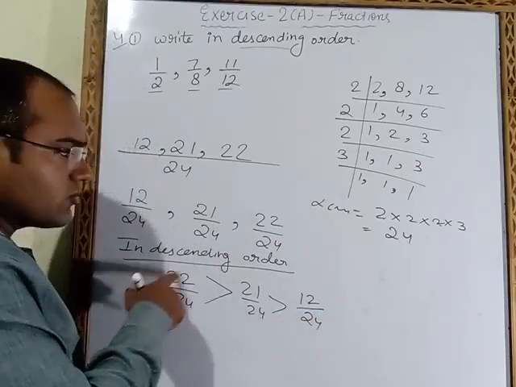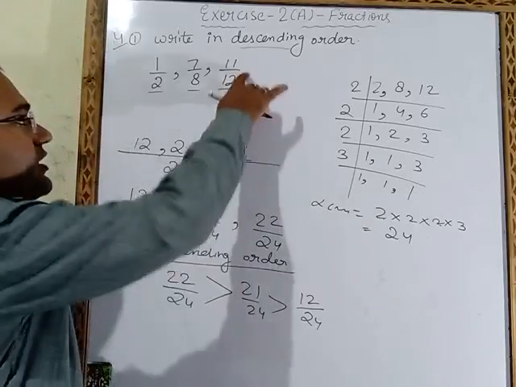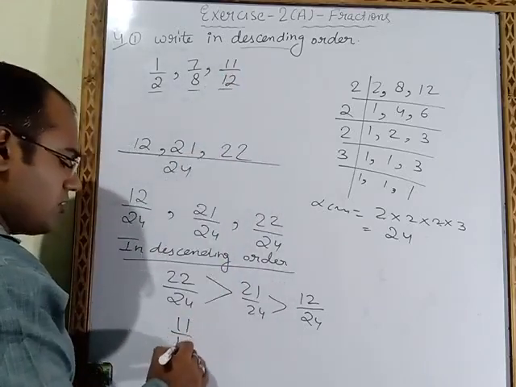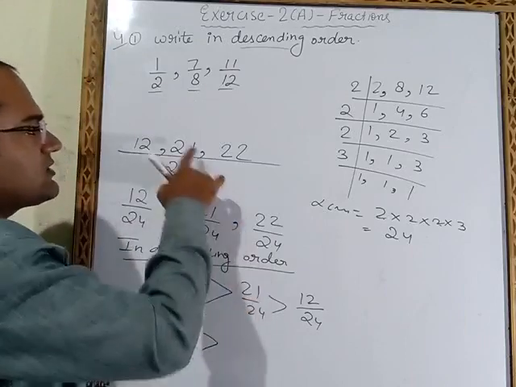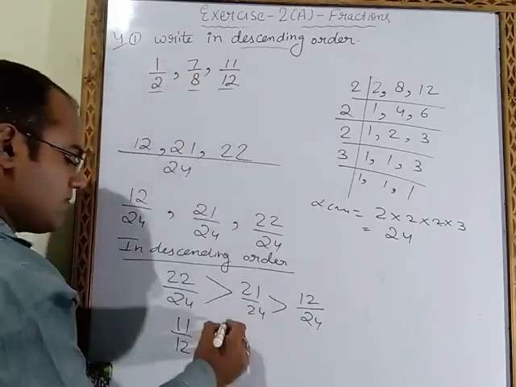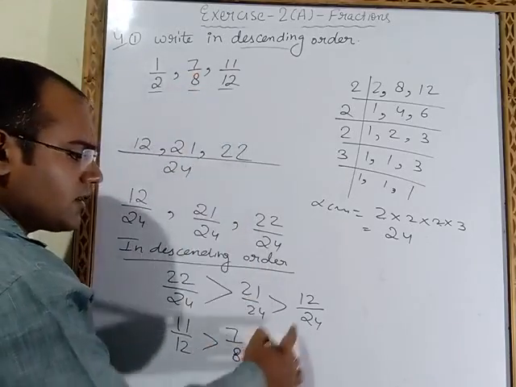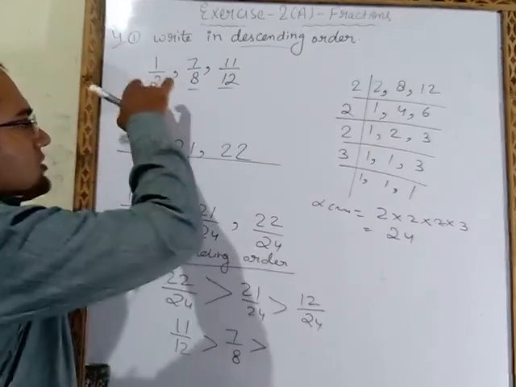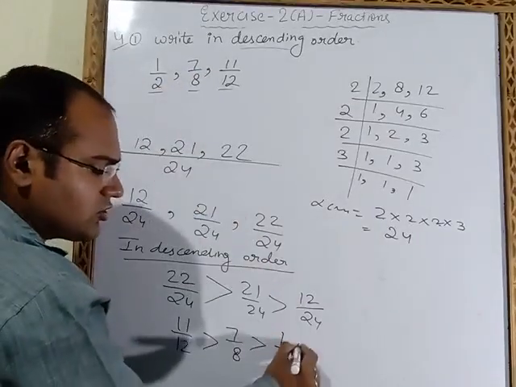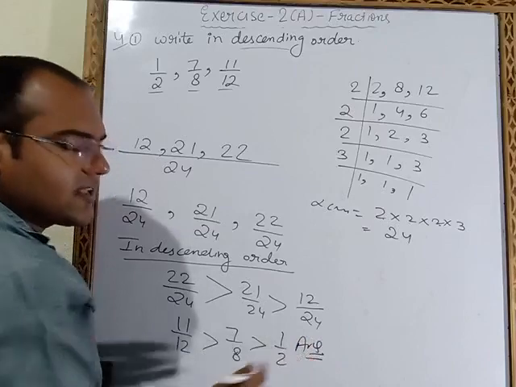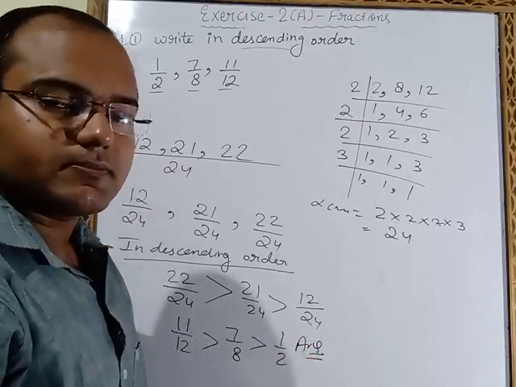This is 22. 22 is the third number. Third is 11 upon 12. 21 is the second number. Second is 7 upon 8. 12 is the first number. First is 1 upon 2. So this is your final answer. Like this you have to do all the remaining parts.